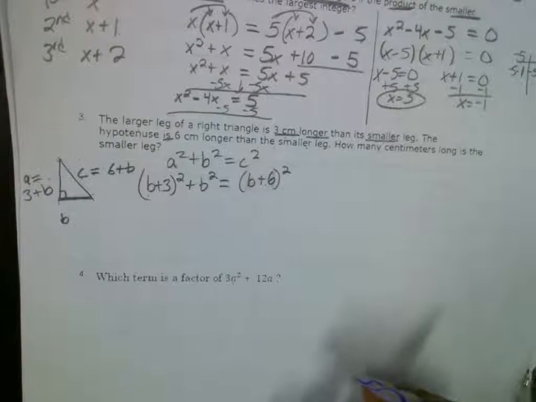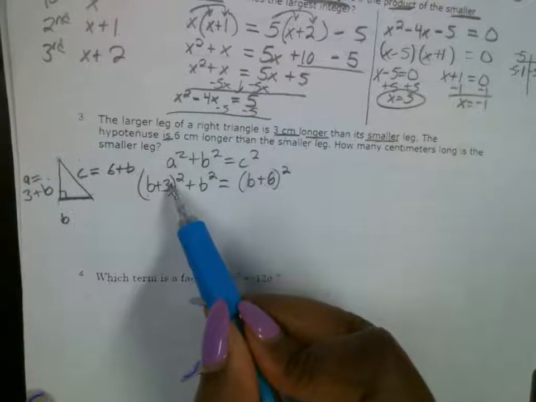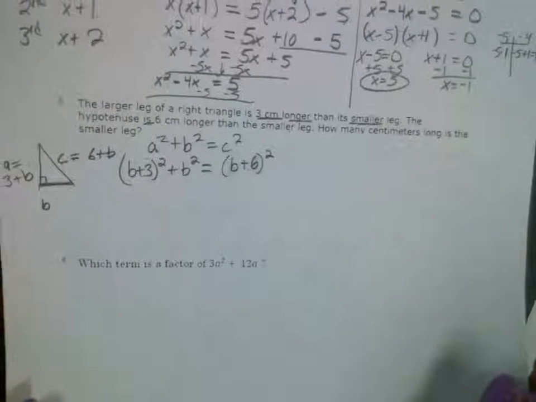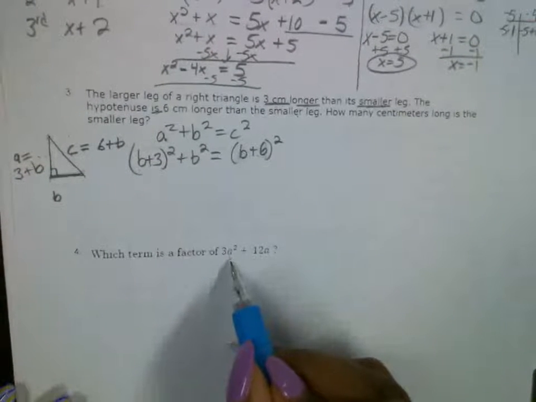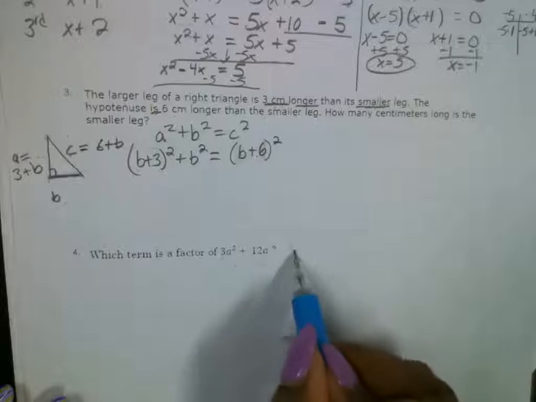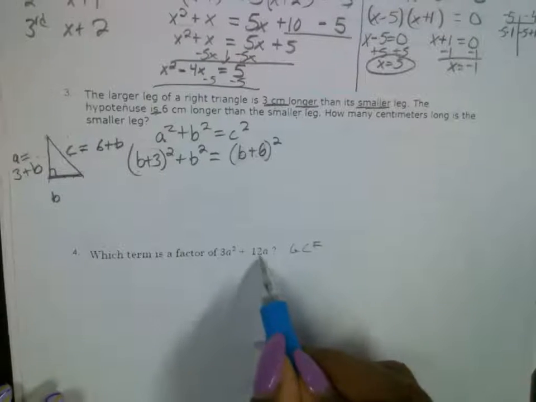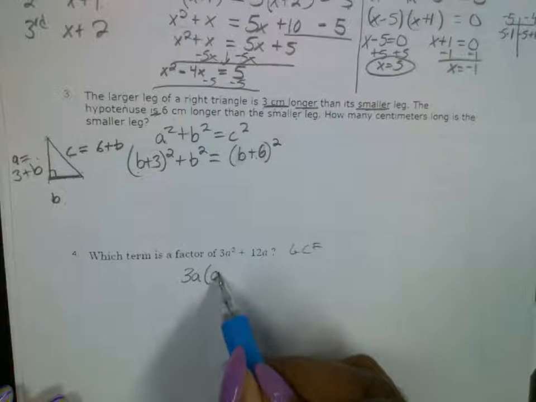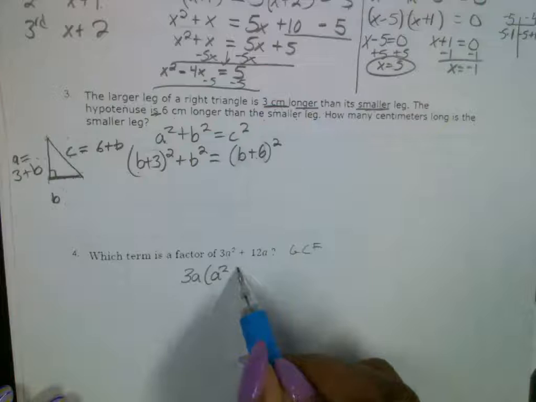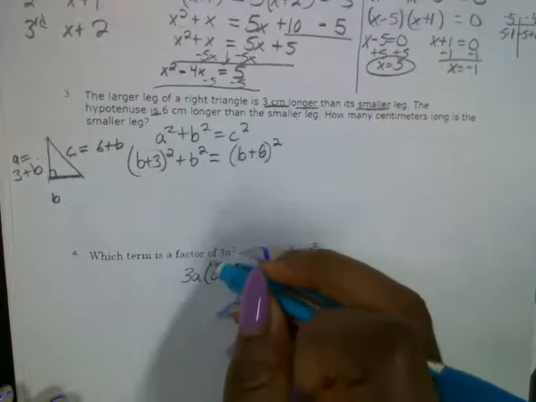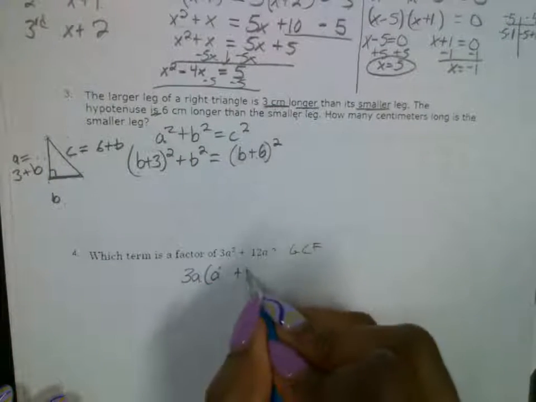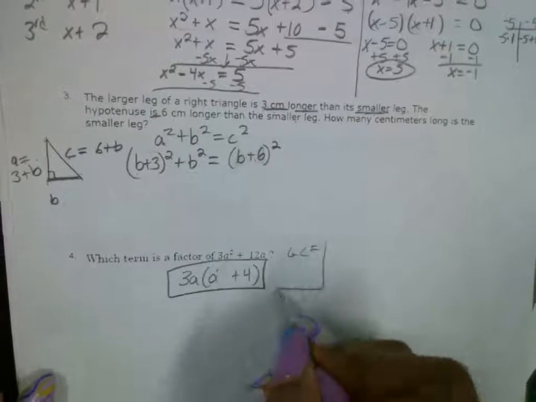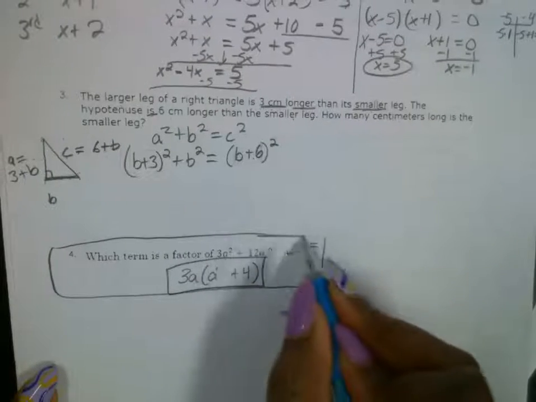Anybody lost so far? So now you have to simplify this. Out to the side, this problem is easy because all I had to do was GCF here. What's the GCF between these two? 3A. And what's left? A squared. Oh, A, sorry. A plus what? Plus 4. This is it. That was all you had to do there. I'm going to box this in because I need the space.